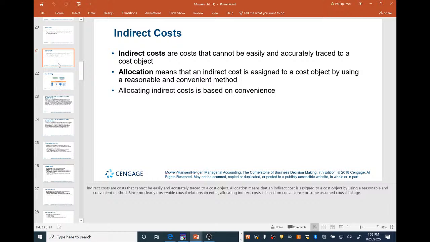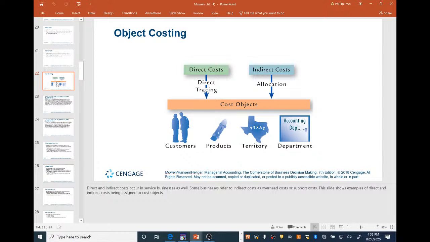Okay. Here goes just a little object costing, just showing you here. You can see direct costs are traced directly to the cost objects. Indirect costs, we allocate them to the cost objects. And then, of course, the cost objects could be customers, products, territory, department, whatever it might be. Everyone good on those? That's just a little picture there.